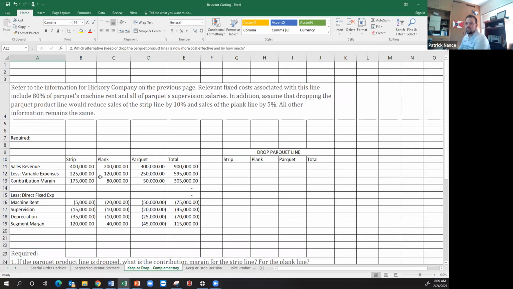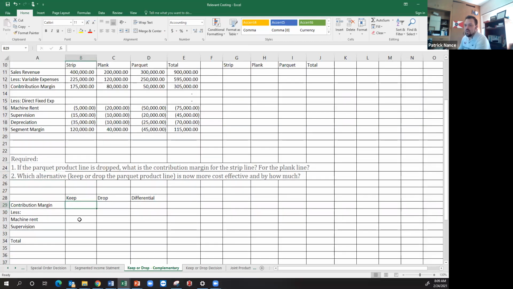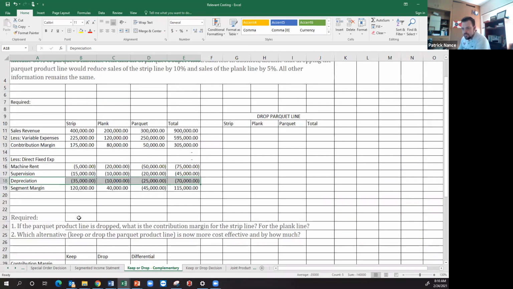Okay, so let's do the easy one first, the keep line. Remember, even when we're talking about keep, we're only talking about relevant costs, which means I'm not going to include things that are sunk costs and aren't future costs. For this, for example, that's going to be depreciation. Depreciation is already a sunk cost. It's already going to happen one way or the other. So I'm not going to include that in my calculation at all because it's irrelevant.